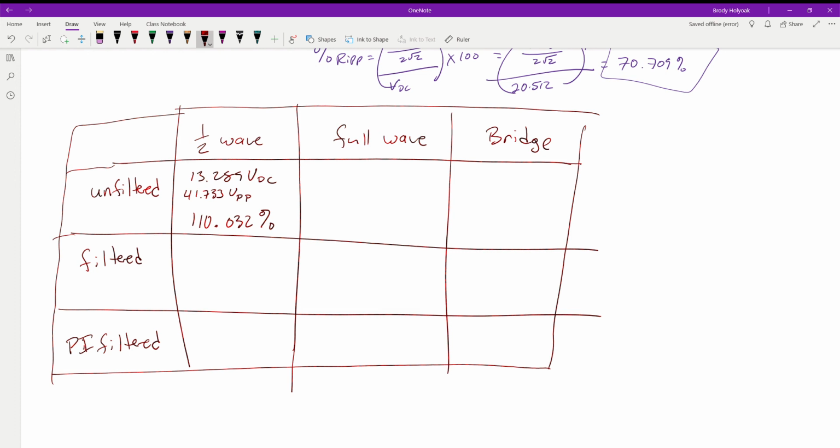So it's changing that much. The full wave unfiltered power supply, we were able to get a signal of 13.069 volts DC. So we lost a little bit of output voltage, but we cut the ripple in about half.